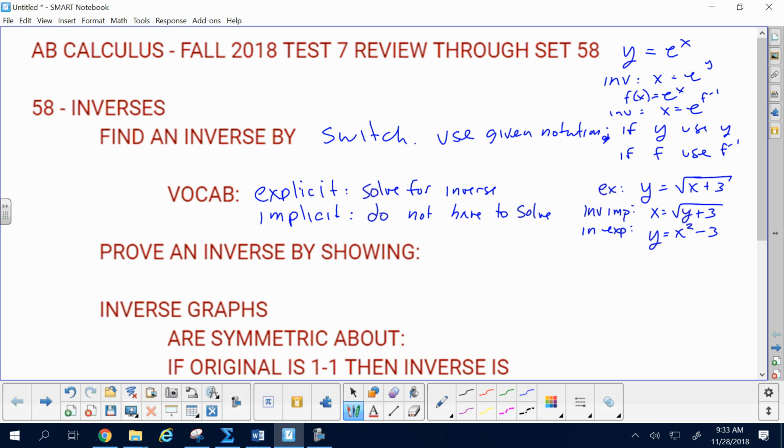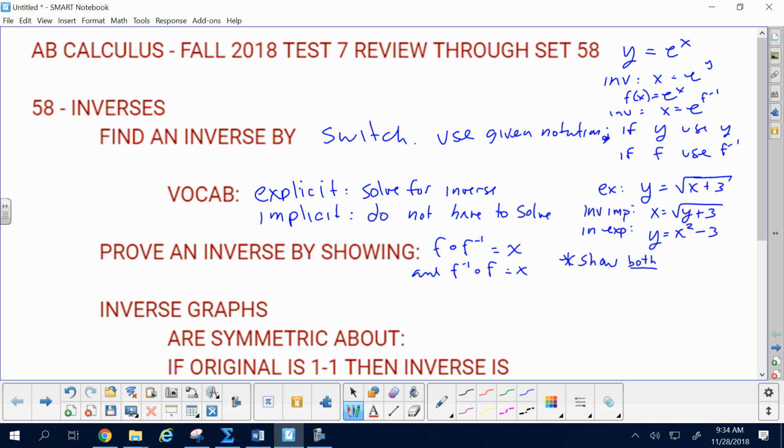You follow? We could prove an inverse by showing what? How do you prove inverses? If you compose or put one into the other, you should be right back to where you started. And if they ask you to prove, you must show both. If you put the inverse into the function, you get x. And when you put x, or the function into the inverse, you get x. Or whatever the word is.